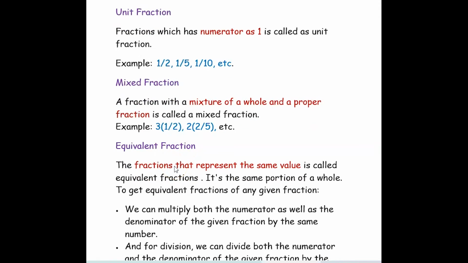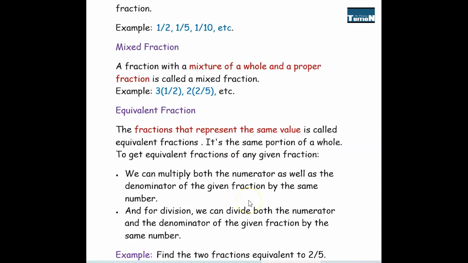Next is equivalent fraction. The fractions that represent the same value are called equivalent fractions. So it's the same portion of a whole. To get an equivalent fraction of any given fraction, we can multiply both the numerator as well as the denominator of the given fraction by the same number. As we all know, we have to multiply numerator and denominator by the same number so that our original fraction is not altered. And for division, we can divide both the numerator and denominator by the same number.